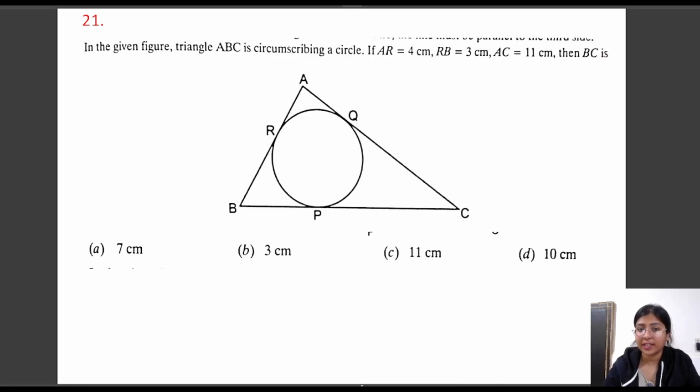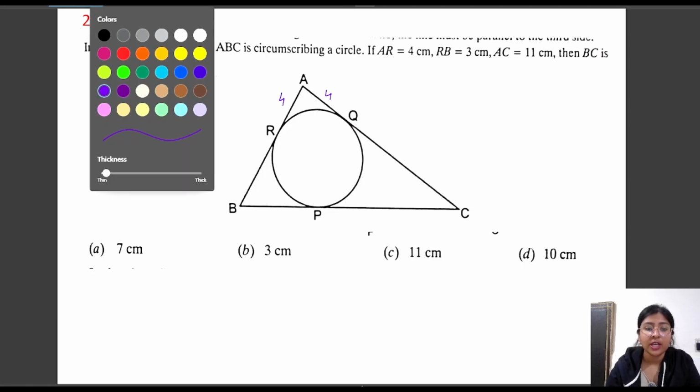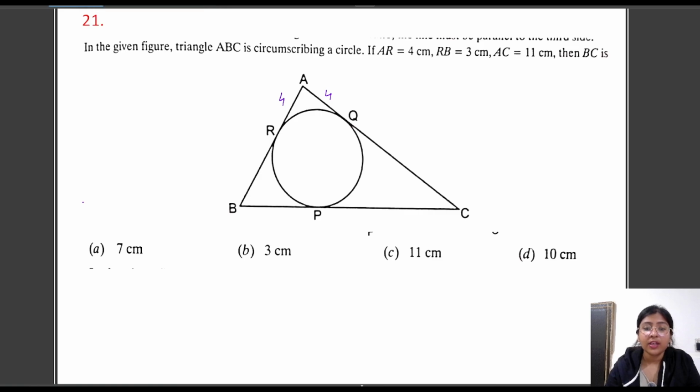so you have to try all the questions properly. See question number one. In the given figure, triangle ABC is circumscribing a circle. It means there are three external points A, B, C. AR is given as 4. If this is 4, this is also 4. Yes or no? The lengths of tangents drawn from an external point are equal. If this is 4, this is also 4.